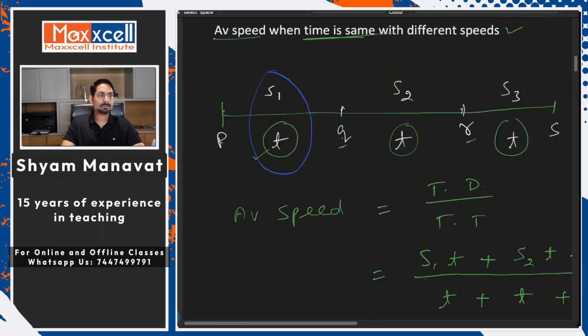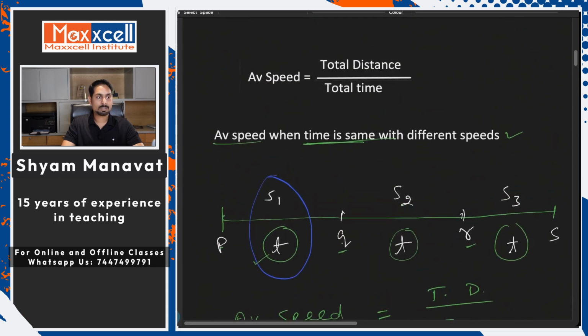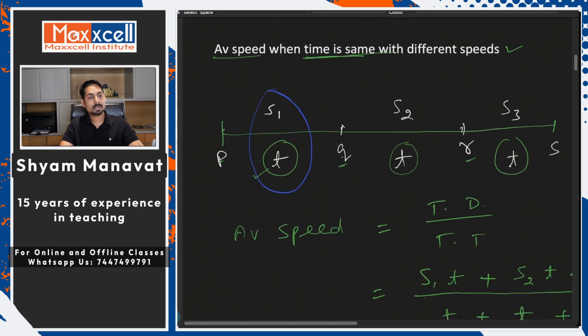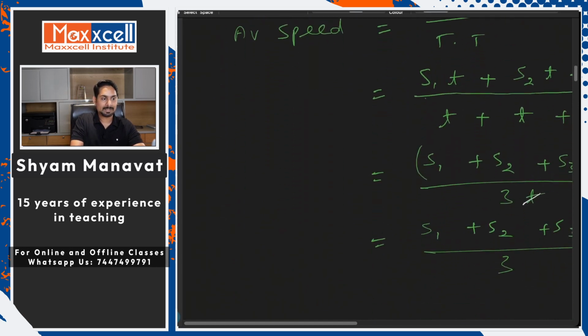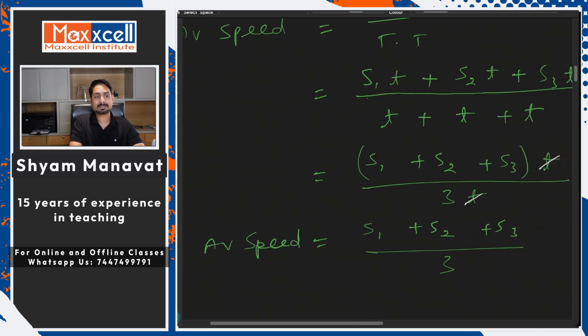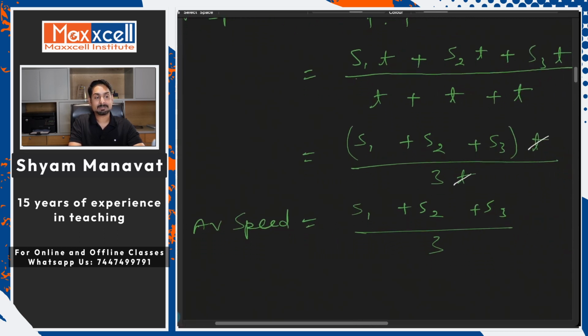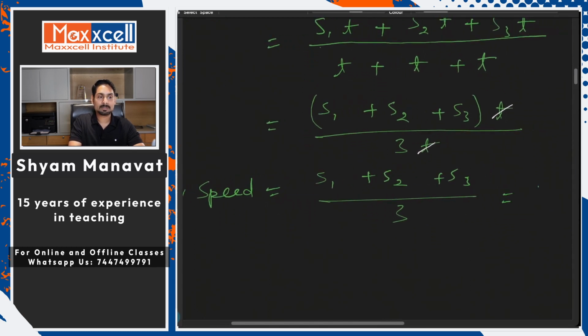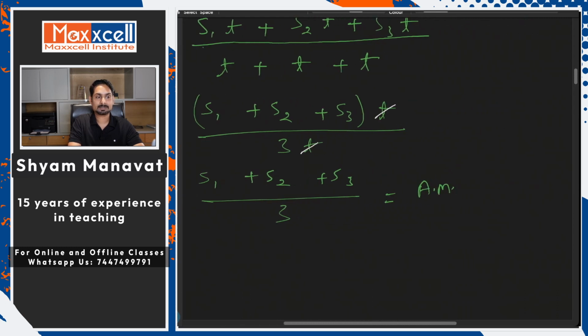So here, by using the root formula of average speed, that is total distance upon total time, if we keep time the same with different speeds, then we come to the conclusion that the average speed becomes the sum of speeds by the number of speeds. This is also called arithmetic mean. We will discuss arithmetic mean in detail later, in the average chapter.